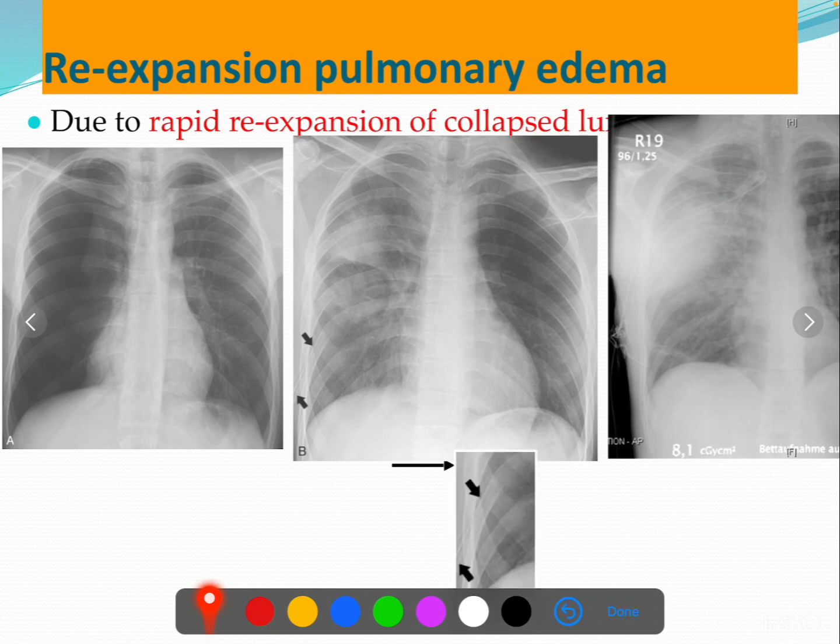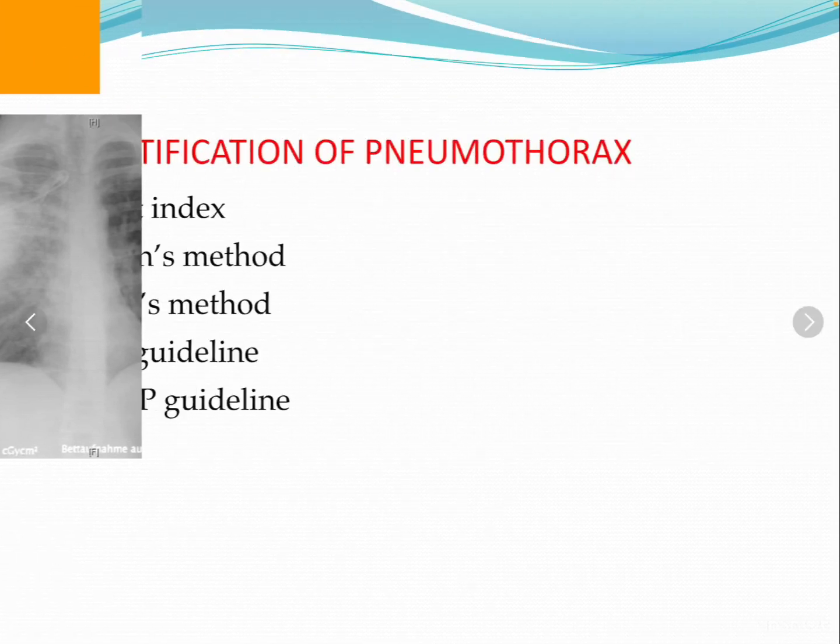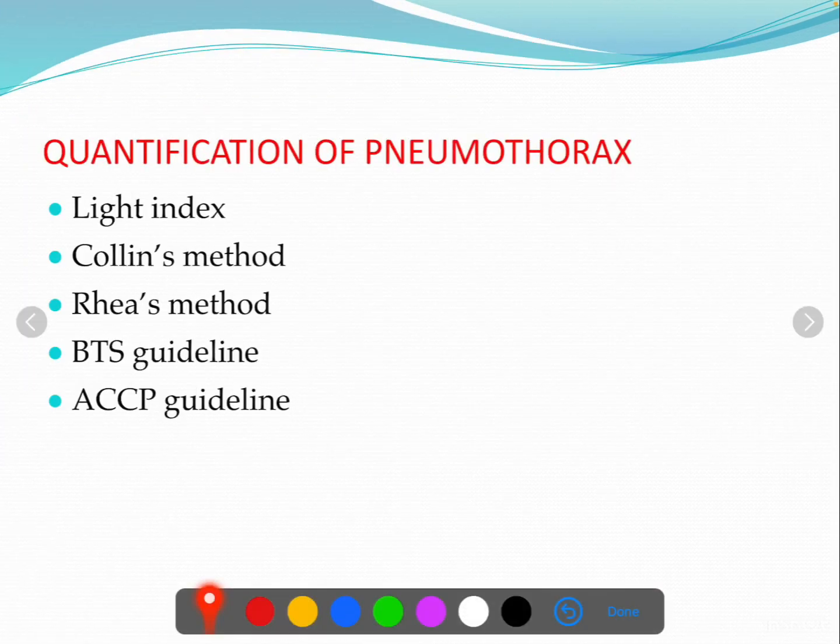Very important. So yeah, guys, again they are talking about how we will quantify the pneumothorax, what the size is, how exactly we can define the severity, or the grading of pneumothorax. There are five guidelines: first is the Light index, then Collins method, then Rhea method, then BTS guideline, and ACCP guidelines.